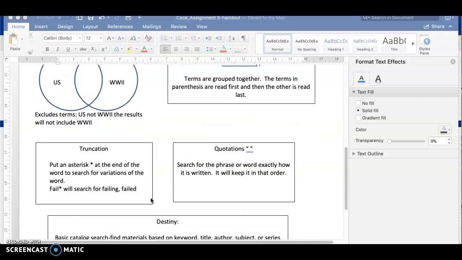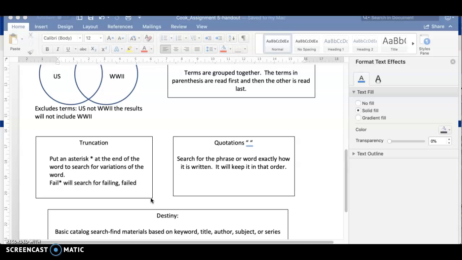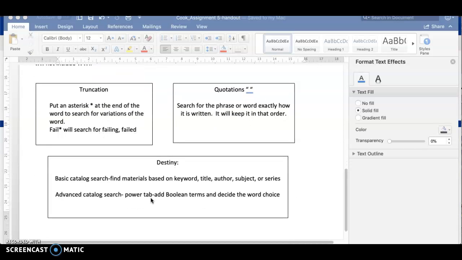We have truncation. That's where we can put an asterisk at the end of the word to search for variations of the word. So if we put fail and then an asterisk, it'll look for failing and failed. Quotations search for phrases or words exactly how they are written, and it's going to keep them in that order.